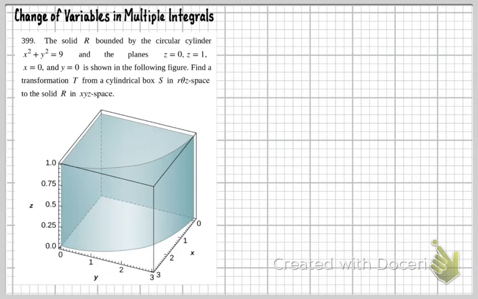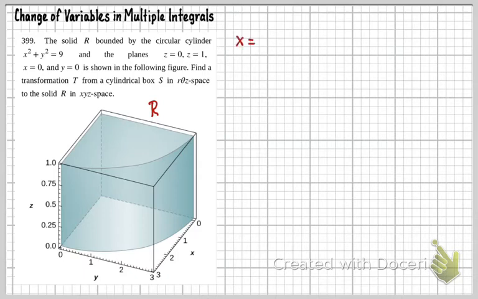So we're going to find the transformation from S into R, the space xyz that we see here. This is R here, and we have to find the transformation from S to R. And it says in the space r theta z. So hopefully that brings up a clue here as far as how to start this.